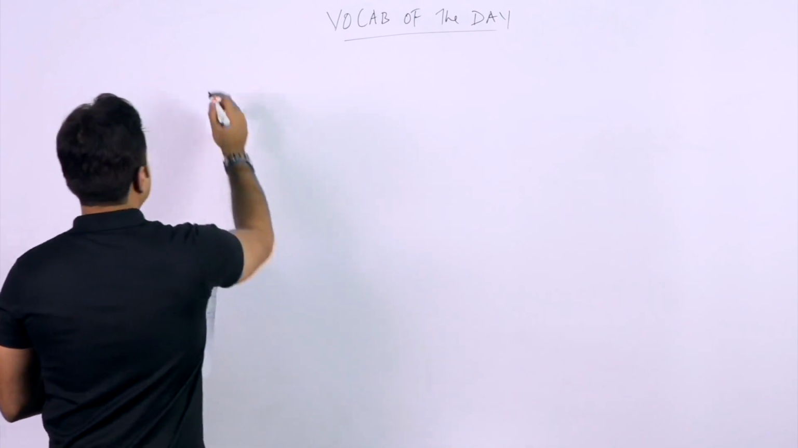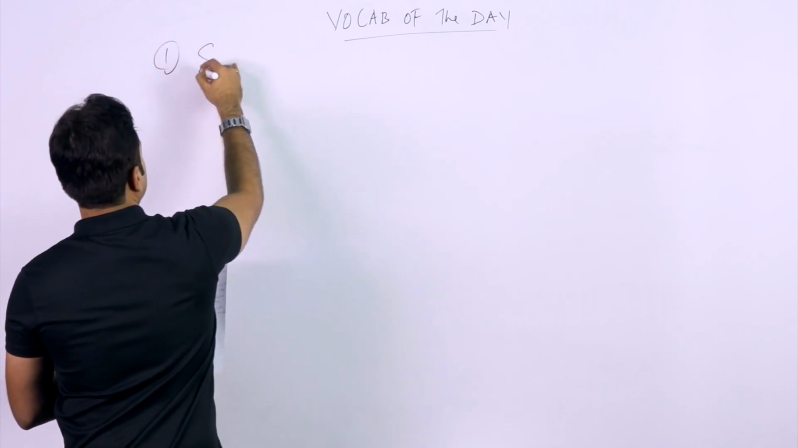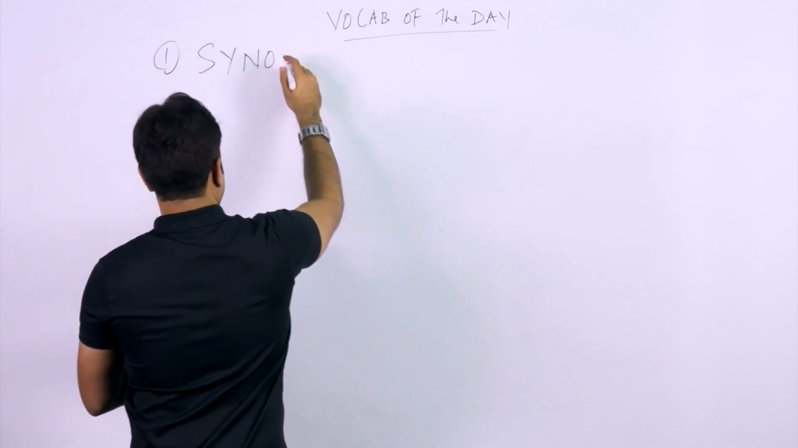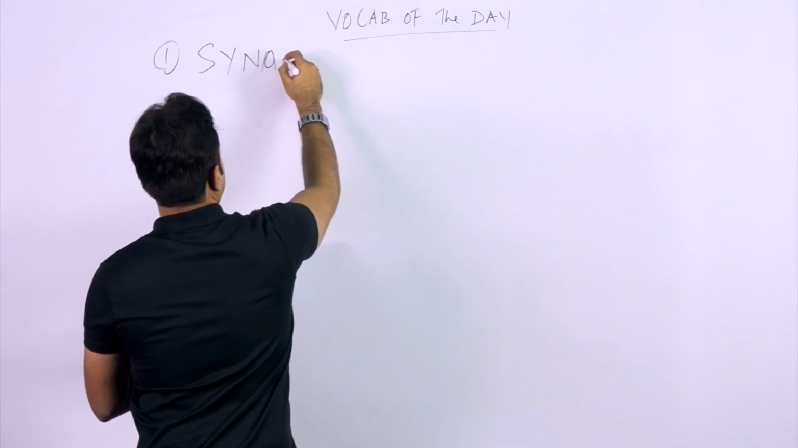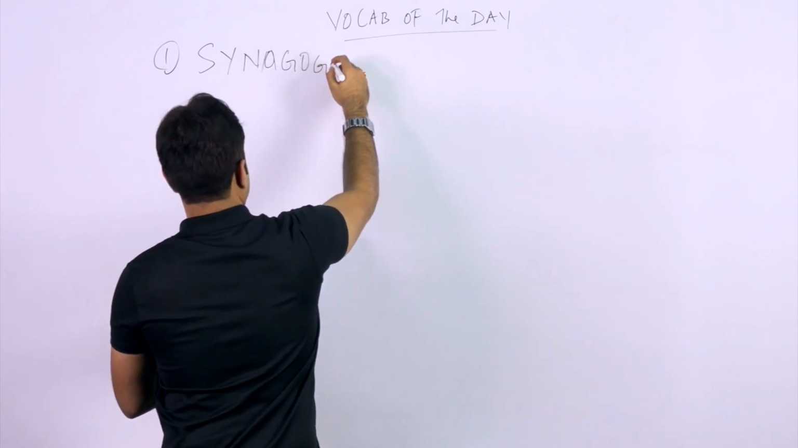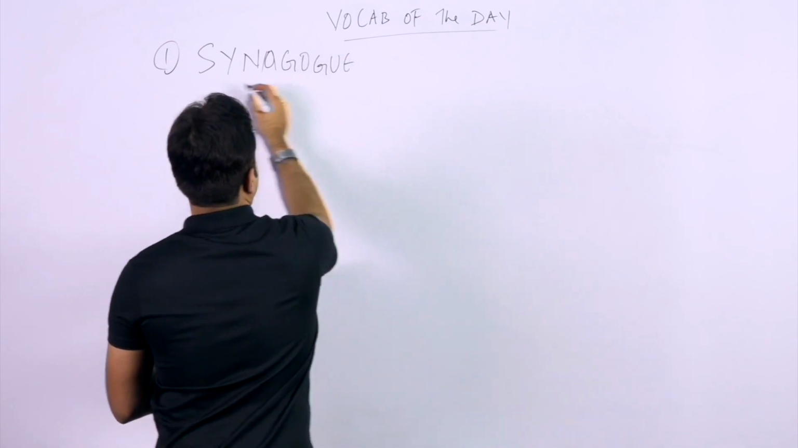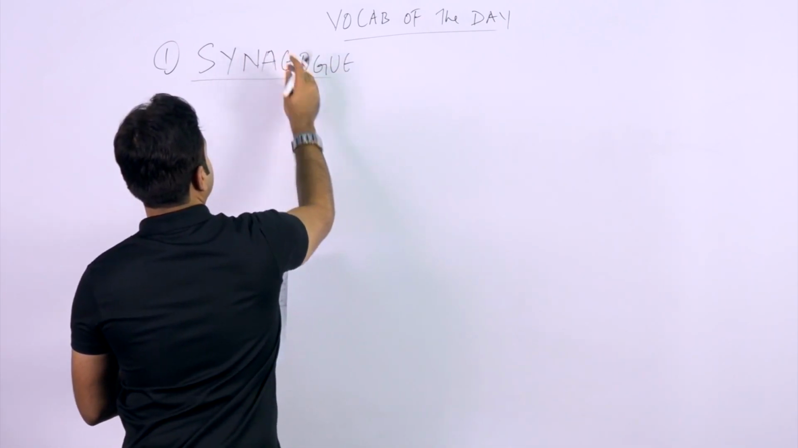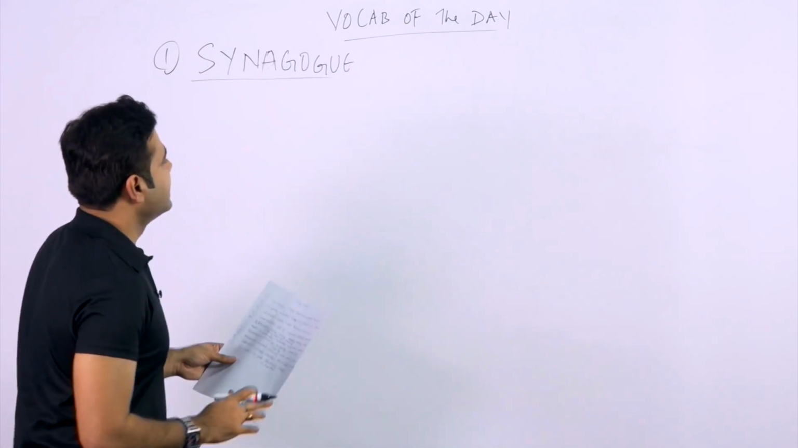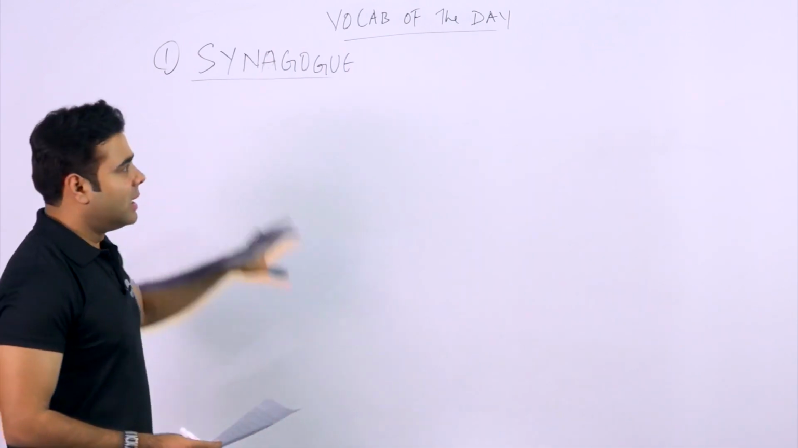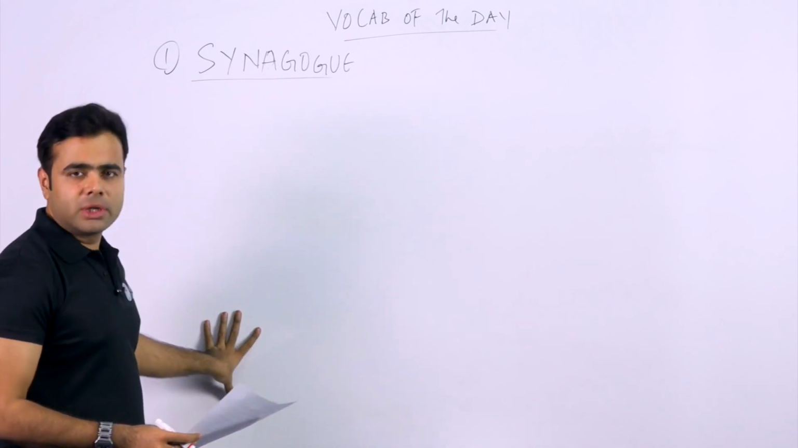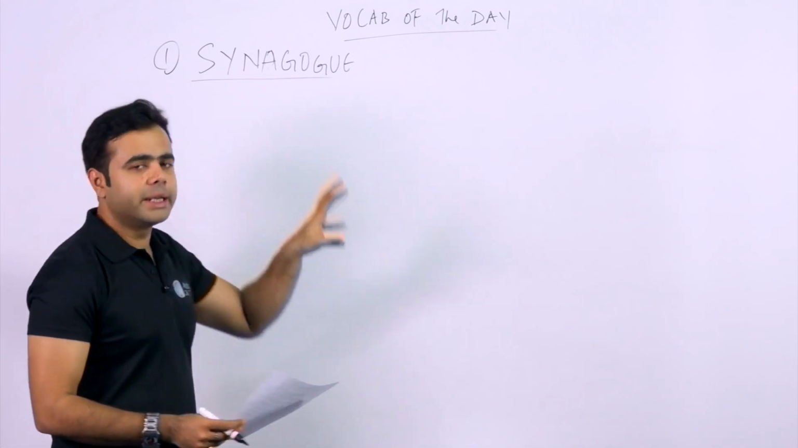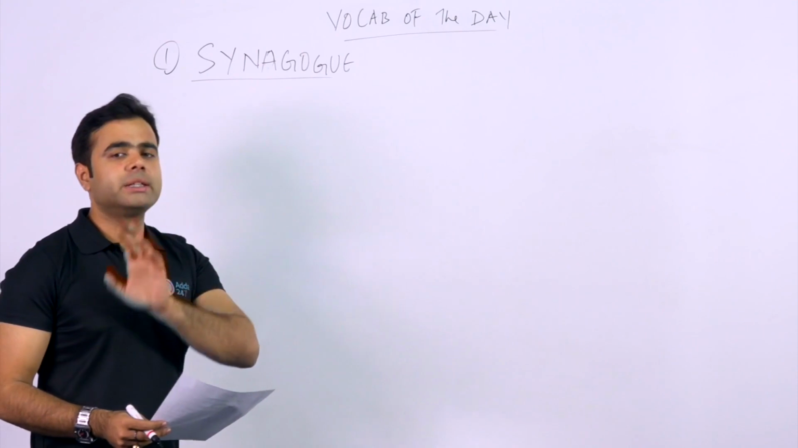And the first word is synagogue. I hope you can read it. It's simple. Synagogue. The first word I have taken is synagogue. Now, like this, I'll write the 10 words. Students, I hope you can take a screenshot of those words. So you will get the 10 words.